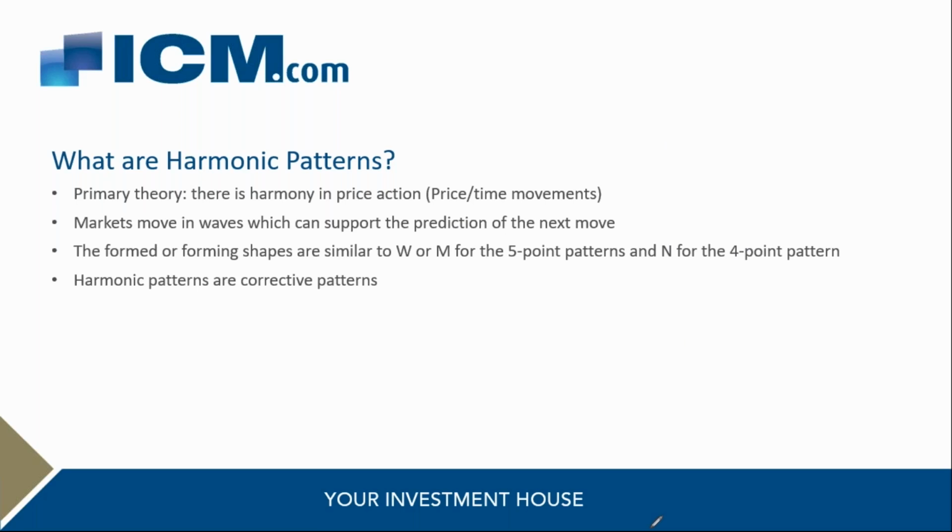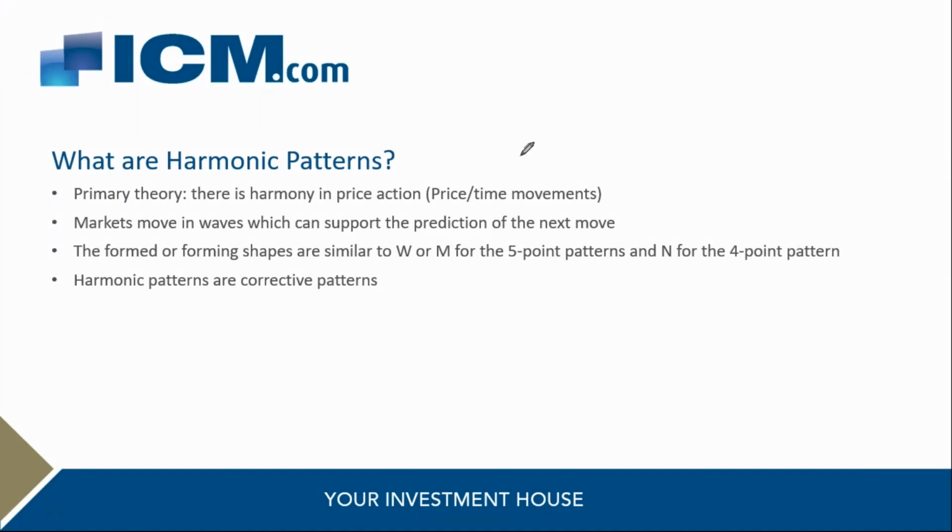So for harmonic patterns, it's almost the same. The formed or forming shapes are similar to W or M for the 5-point. We have two types of harmonic patterns in general: the 4-point or generic ABCD, and the XABCD, which is the 5-point pattern that usually takes the shape of W or M. Usually they are considered to be corrective patterns.